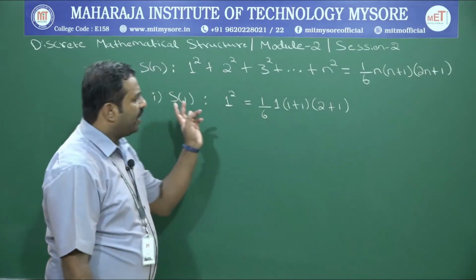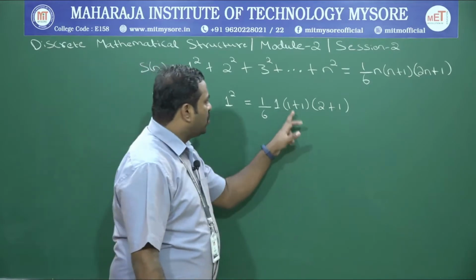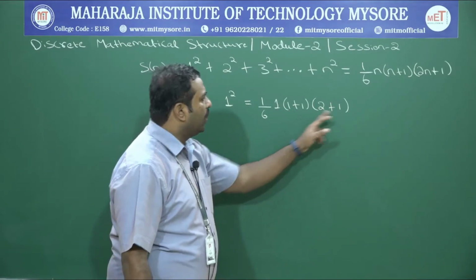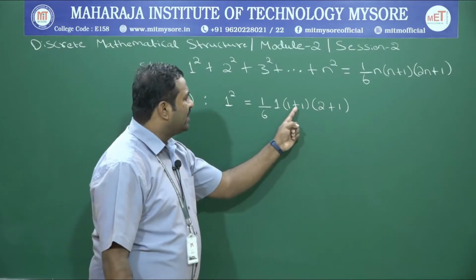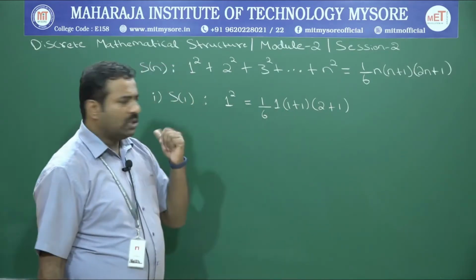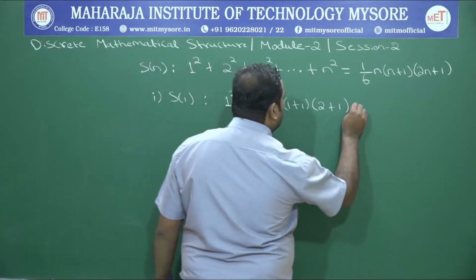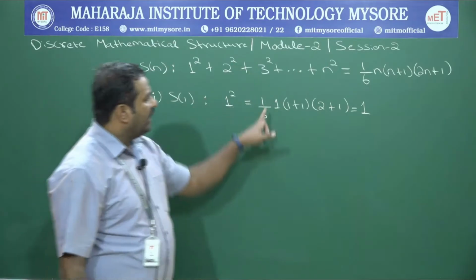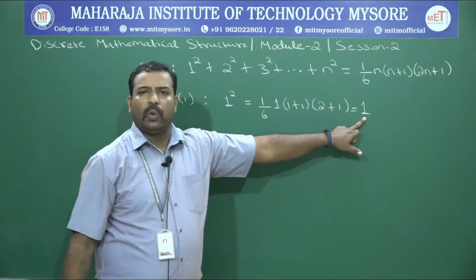Now just try to solve this. 1 plus 1 is 2. 2 into 1 is 2, and 2 plus 1 is 3. So 3 into 2 is 6. 6 divided by 6 is 1. Hence, the right side is 1. And 1 square is 1, which sums up to 1.